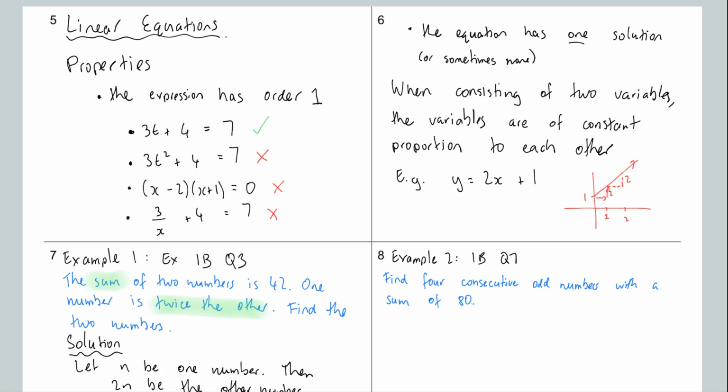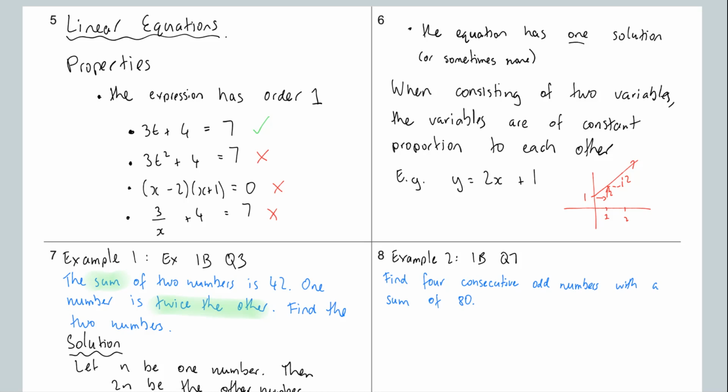So n is the smaller number, 2n is the larger of the two, and it says the sum of these two numbers is 42, and so I go, therefore, n plus 2n is equal to 42. So I've used the other fact in the problem in order to write it as an algebraic expression, which I then simplify, and then I solve. I divide both sides by 3 to get n is equal to 42 divided by 3, which is 14.